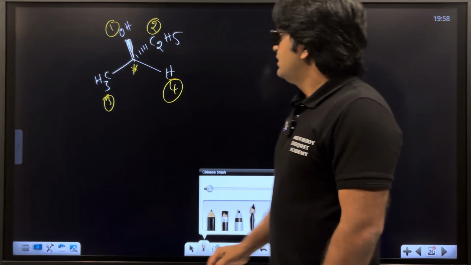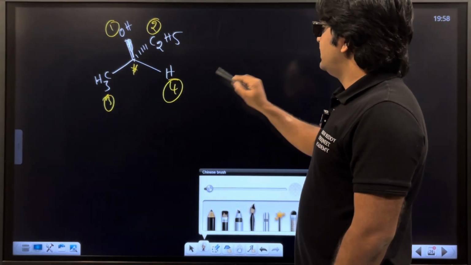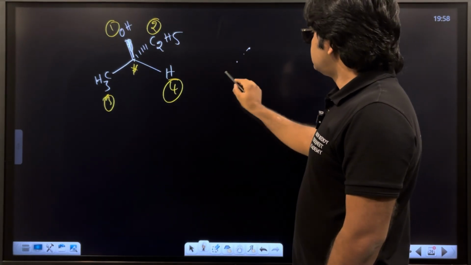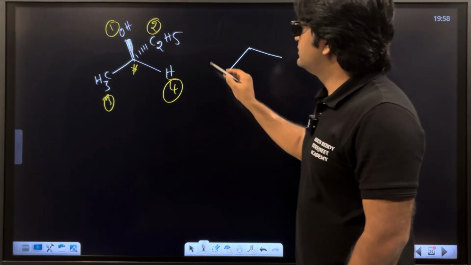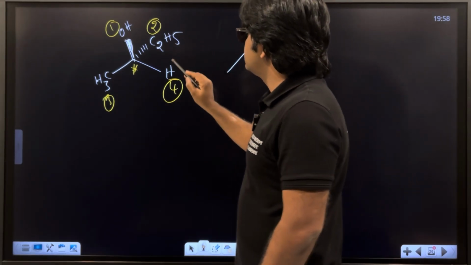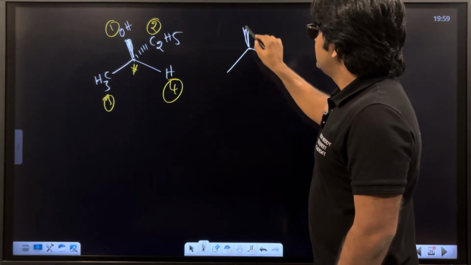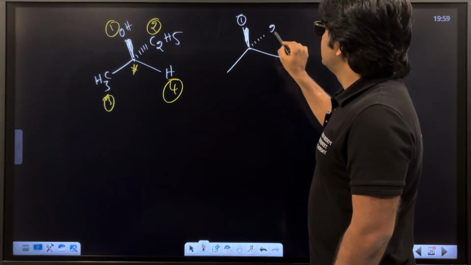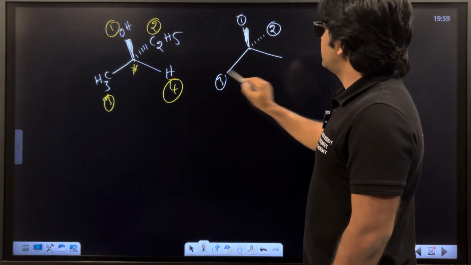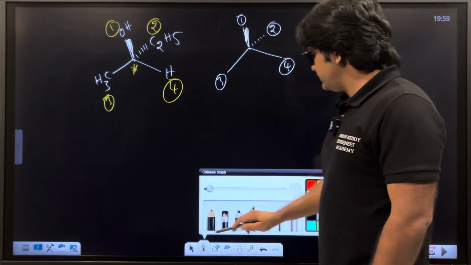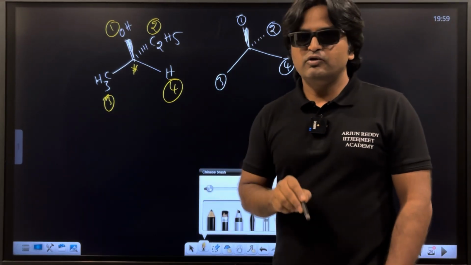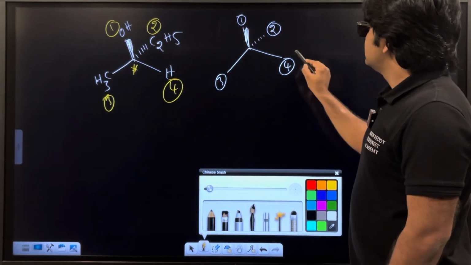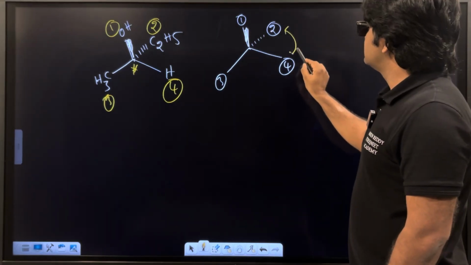Okay. Now just in order to bring that fourth priority onto the wedge, I am doing it like this. I am trying to exchange these two. So once again I am writing: this is my first priority, second priority, third priority, and fourth priority. Before giving the RS configuration, try to exchange these groups.